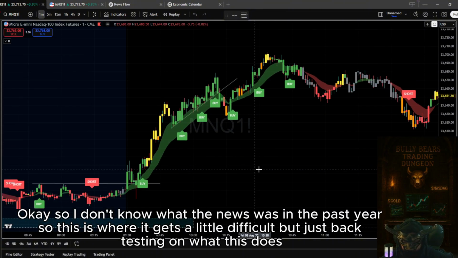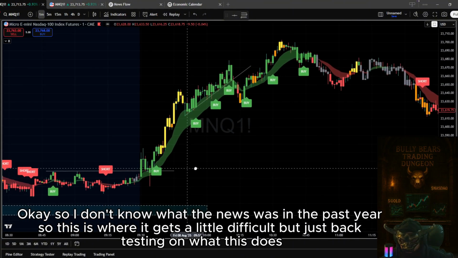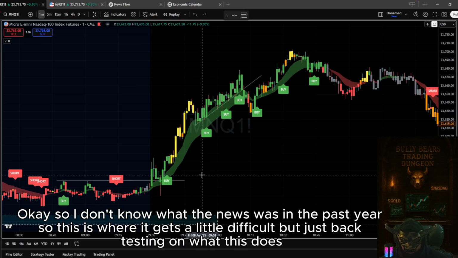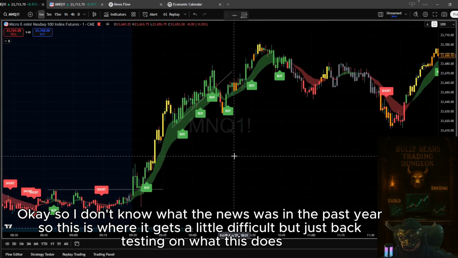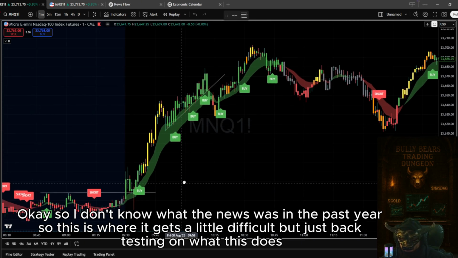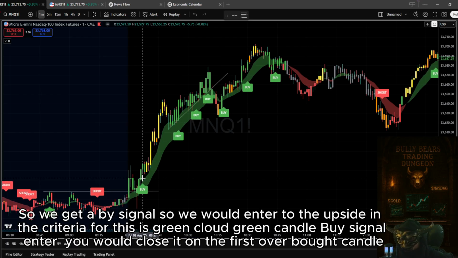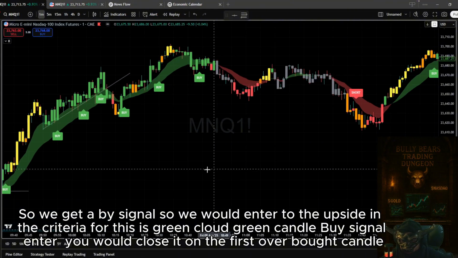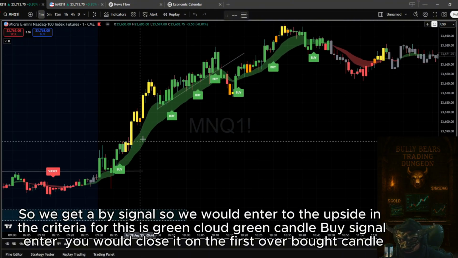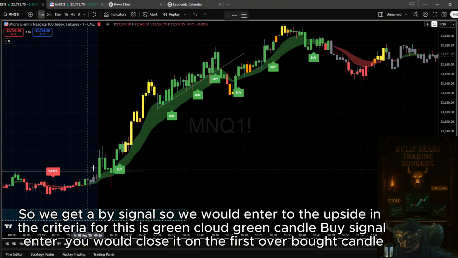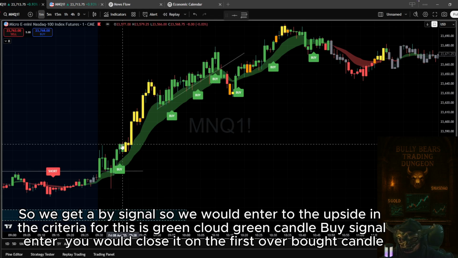Okay, so I don't know what the news was in the past here, so this is where it gets a little difficult, but just backtesting on what this does. We get a buy signal, so we would enter to the upside. The criteria for this is green cloud, green candle, buy signal, enter. You would close it on the first overbought candle.